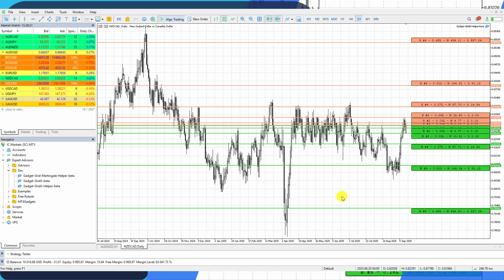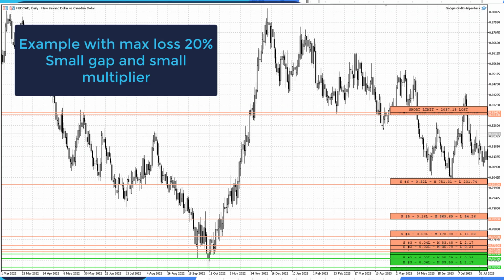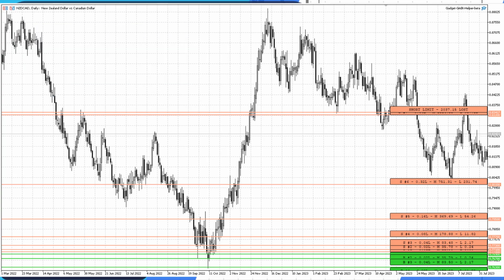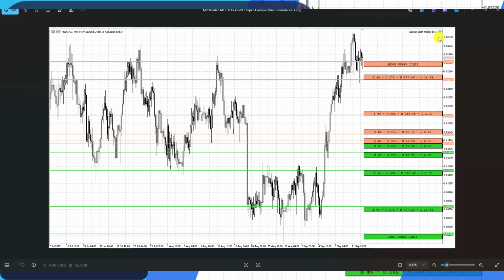Let's look at two quick examples. In the first example, we set a max loss of 20% and a tight gap and gap multiplier. If the move's in one direction without any retracement, this is where max loss would hit. With GridX Helper, you can see how the basket would build order after order until the red maximum loss line is reached. This helps you understand how aggressive your grid really is when the market does not pull back.